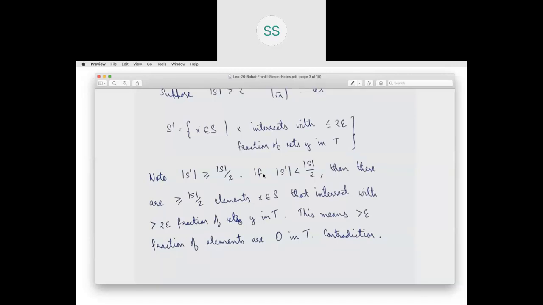So this means that there are at least S by 2 elements in the set S dash. And what is the property of the set S dash? Each row has at most 2 epsilon fraction zeros of those Y in T. Okay, let me go ahead.